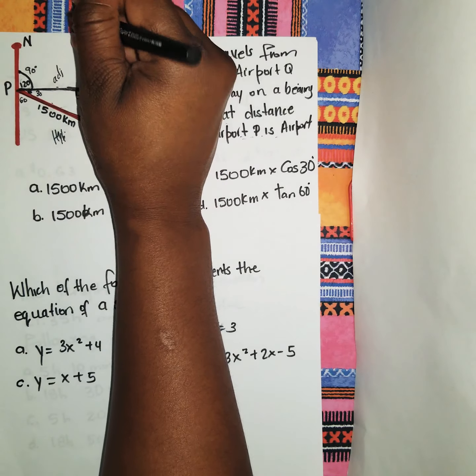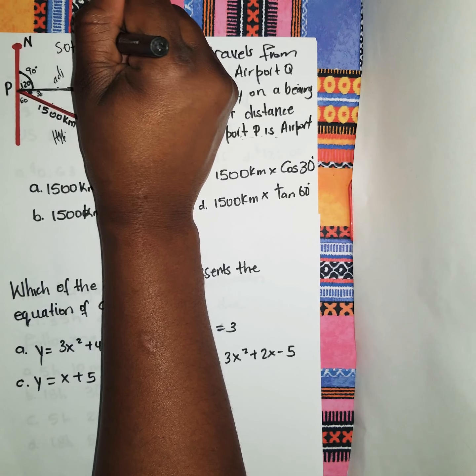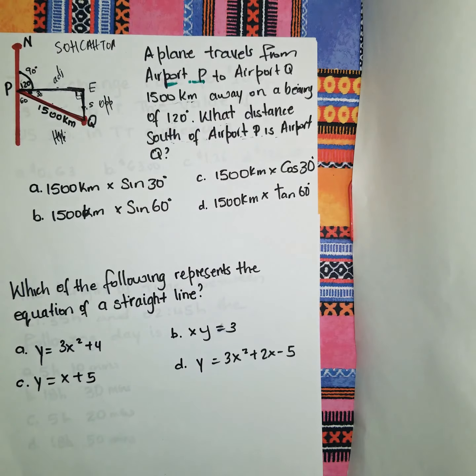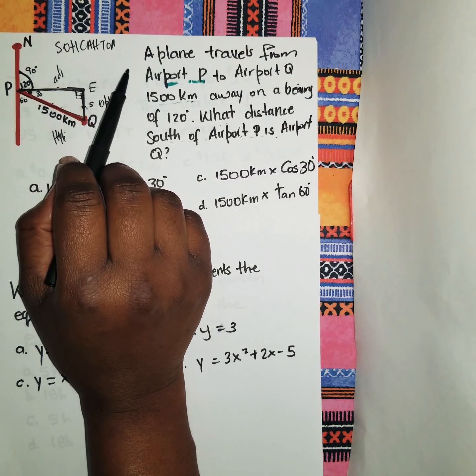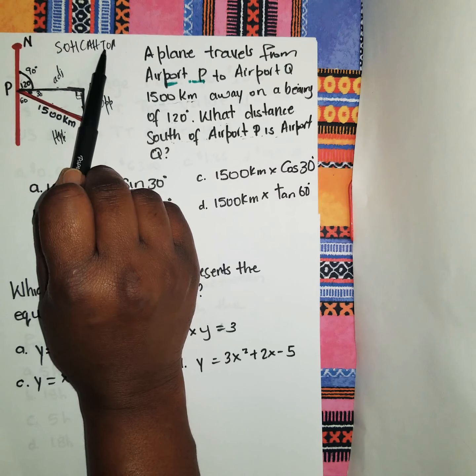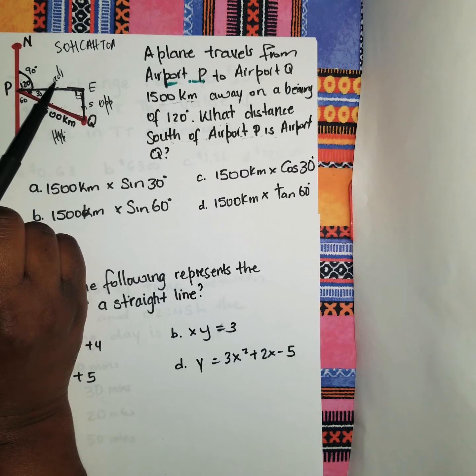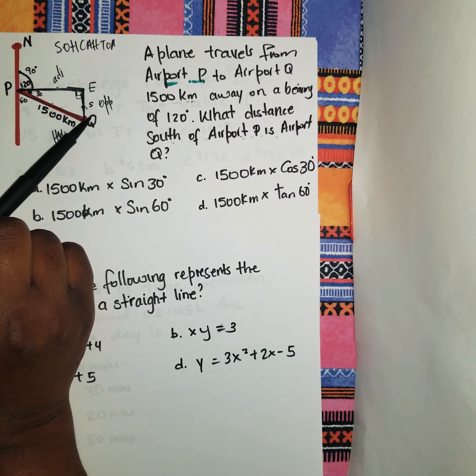So of the three ratios we know, I'm going to put them right here. SOH CAH TOA. We don't need the tan, all right? We don't need the tan because it's opposite and the adjacent. We don't need tan, okay? We would need tan if we knew the adjacent. And so far, we don't know the adjacent.